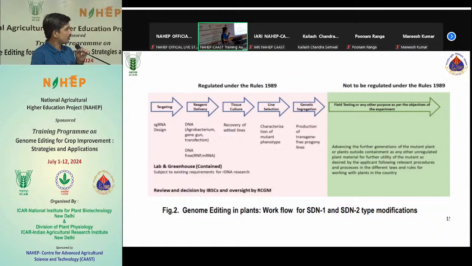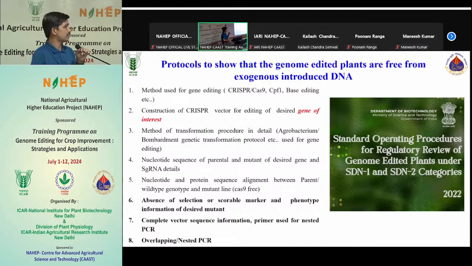Once you have the mutant line, how do you proceed further? For example, field testing. How to do field testing in the future? For that, the Government of India has given some standard operating procedures, the things you have to take into consideration. These are the protocols to show the genome-edited plants are free from exogenous introduced DNA.